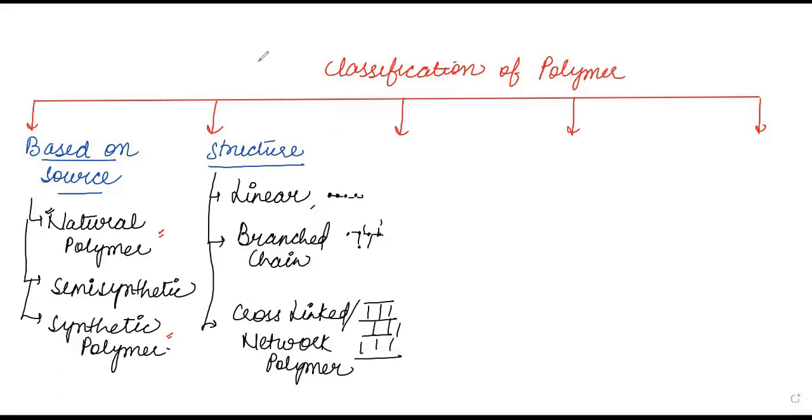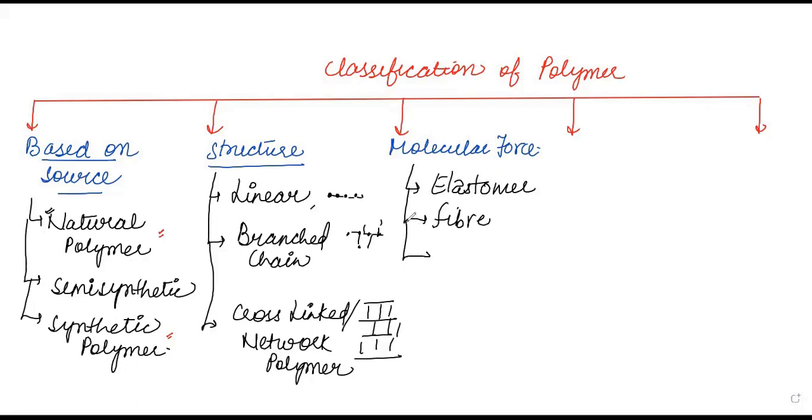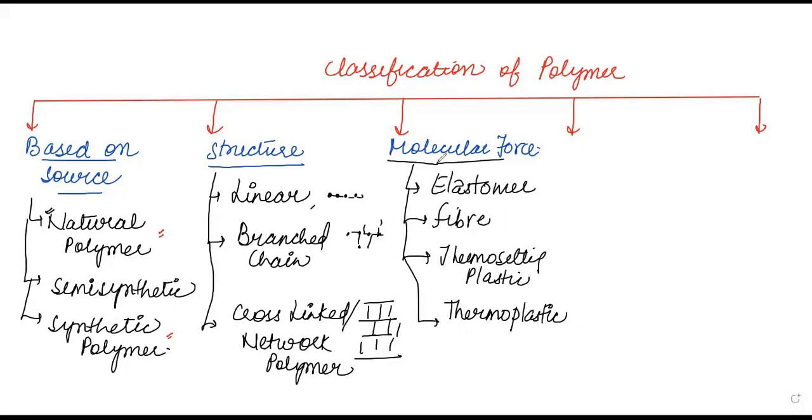Now the third type is based upon molecular forces. If we talk about molecular forces, we have four types of polymer. The first one is elastomer. The second type is fiber. The third is thermosetting plastic. And the last is thermoplastic. So these are the four types related to molecular forces.